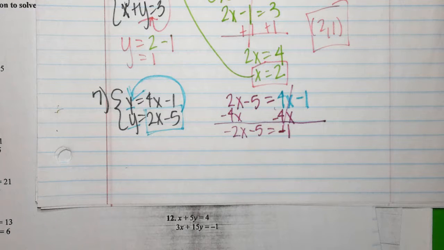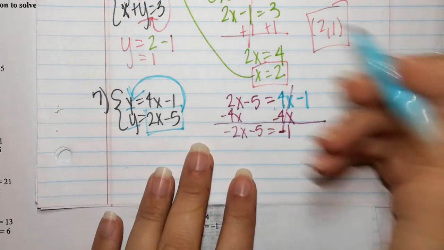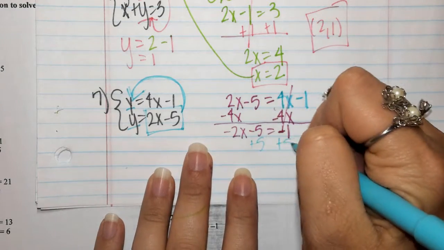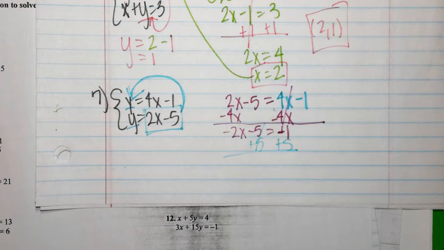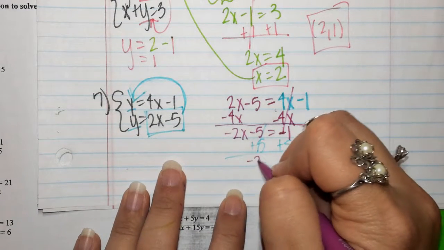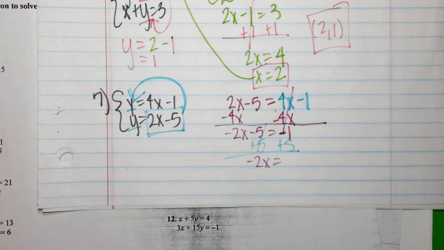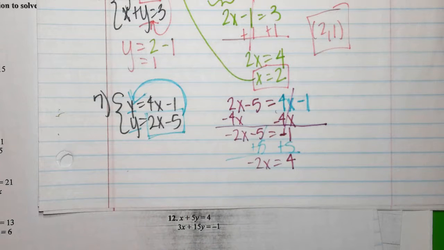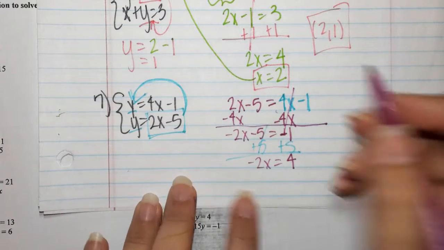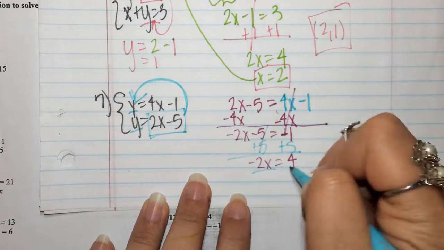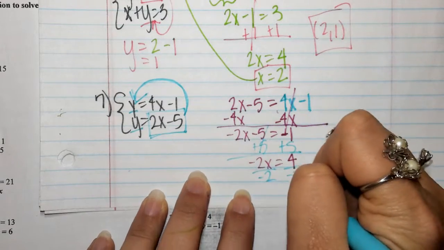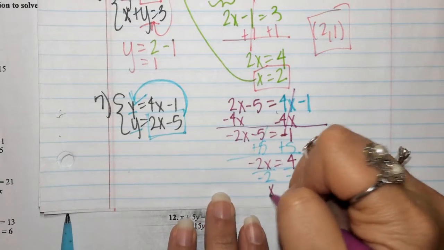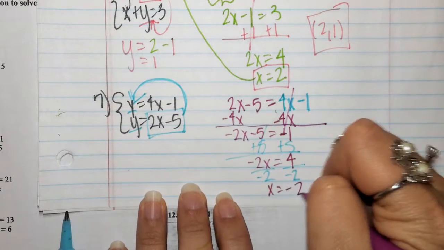Alright, now what do I do from here? Who can tell me? Add 5? So negative 2x equals, what's negative 1 plus 5? It's positive 4. Alright, now what do we do? You divide by negative 2. And x equals negative 2.